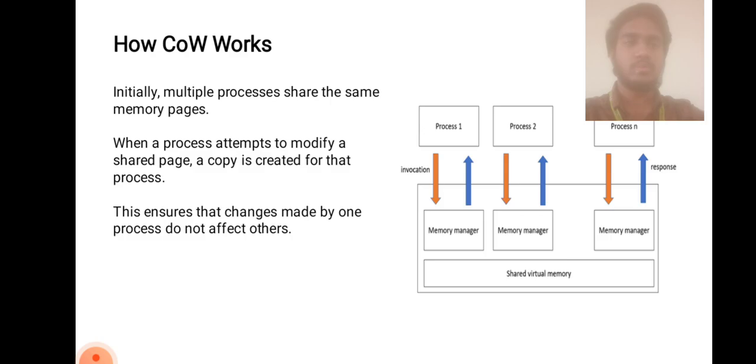Process 1, process 2 and process n. Process 1 sends a request to the memory manager and receives a response, as does process 2. Process 2 sends data to the memory manager and receives a response again. The memory manager then works on the same shared virtual memory. This makes it efficient for the user and does not affect the processes of others.